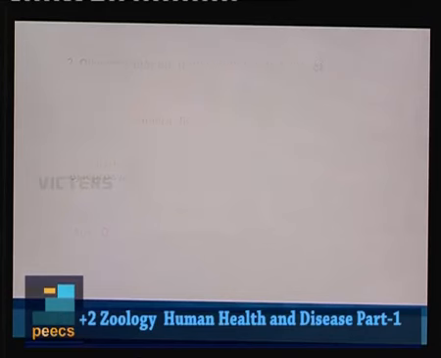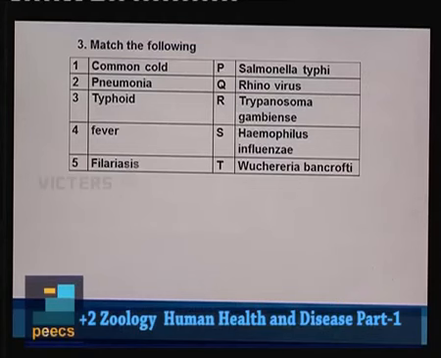Okay, now we can go to our third question. It is a match the following question. Here you are given two columns. In the first column some diseases are given. In the second column you can see causative organisms.